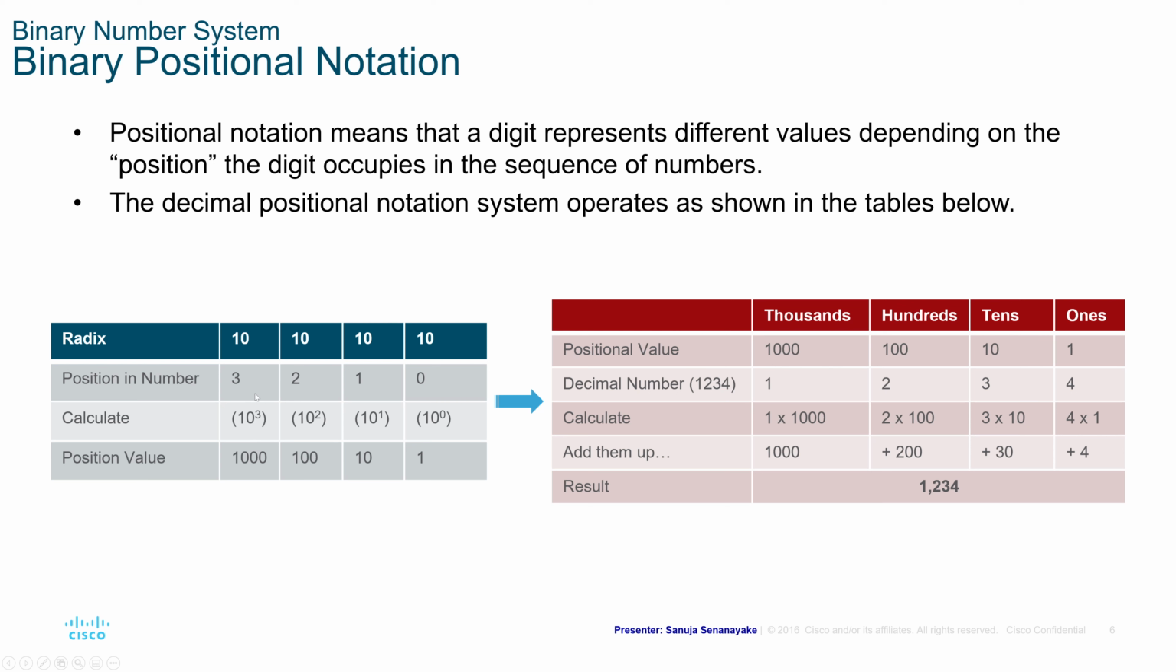Here we have 10 to the 3, which is 1000, and 10 to the 2, which is 100. Here 10 to the 1, which is 10, and 10 to the 0 is 1. So 1000, 100, 10, 1. If you look at that as a positional value, we have thousands, hundreds, tens, and ones. In decimal number format, it will be 1, 2, 3, 4. When you calculate it, 1 times 1000 is 1000, 2 times 100 is 200, 3 times 10 is 30, and 4 times 1 is 4. So as a result, we get 1234.